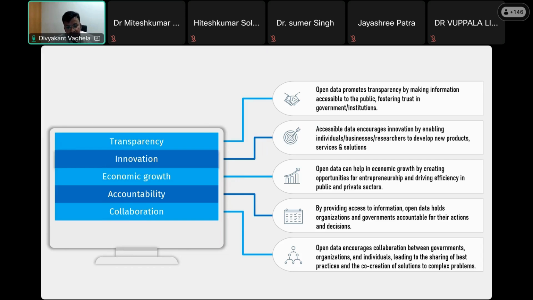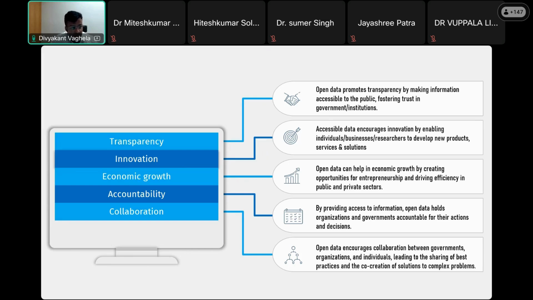It will also be beneficial when the data is available in open access. If the government or an organization has created that data, then those entities will be accountable for their actions and decisions. And collaborations: when the data is openly available, other individuals, governments, or anyone can collaborate with the data, and it will create new solutions.